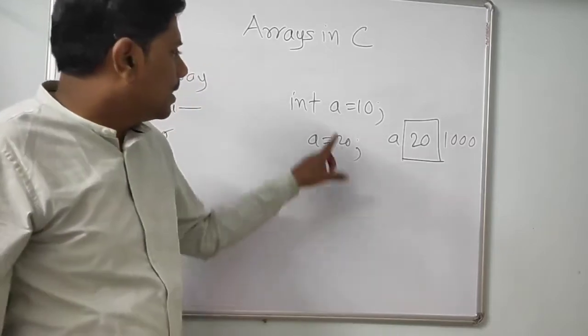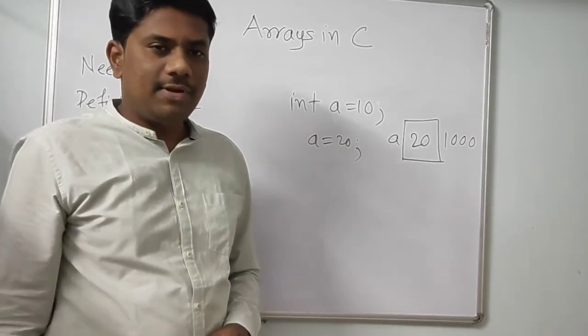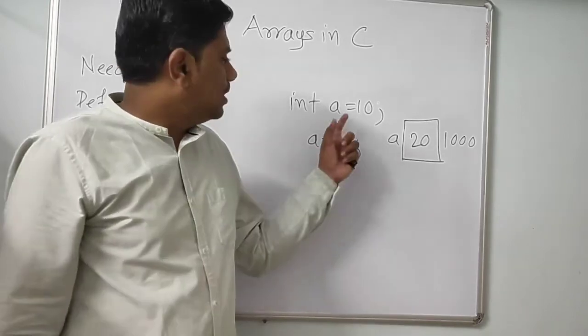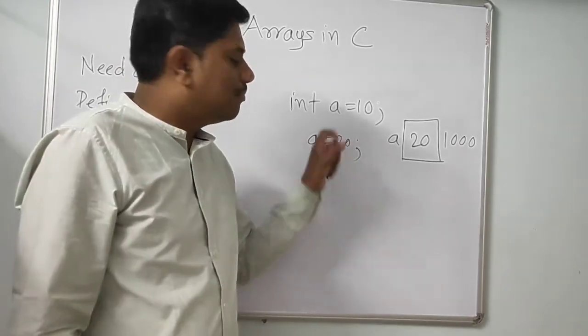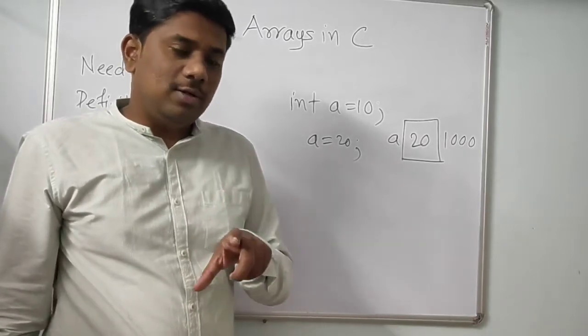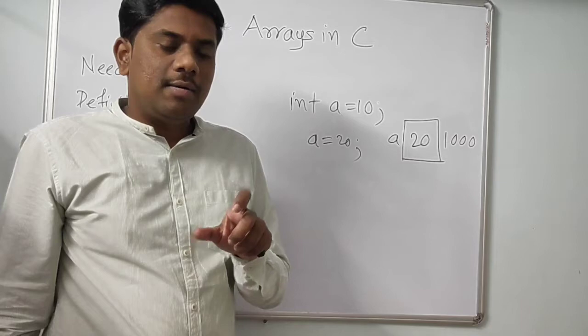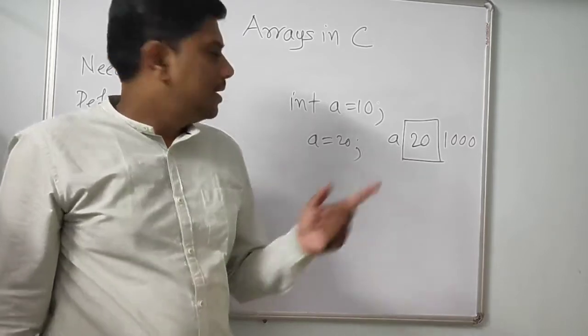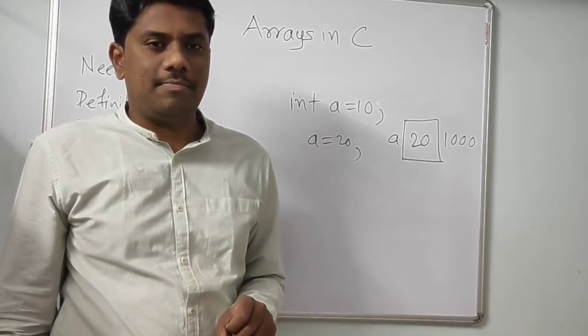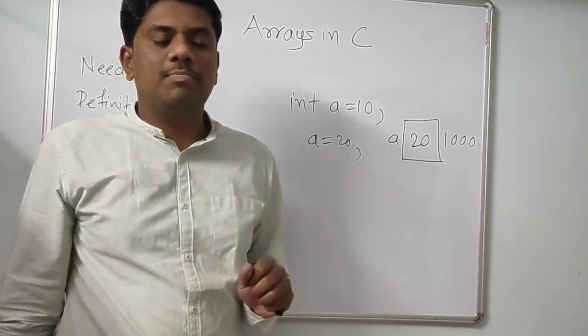So see here, A is a variable. 10, 20, these are the constants. So what is the drawback of this simple variable A? A is holding 2 values, 10 and 20, but at different times. A is unable to hold 2 values at the same time, and that is the drawback of a simple variable.